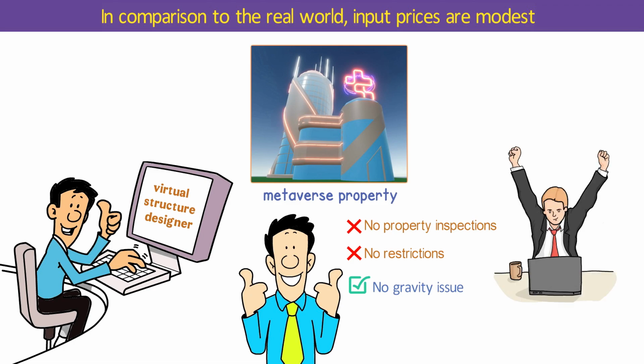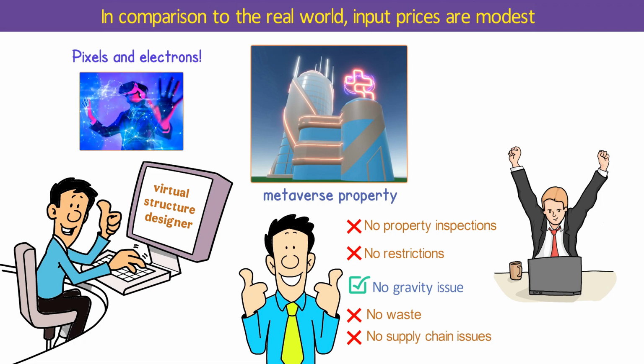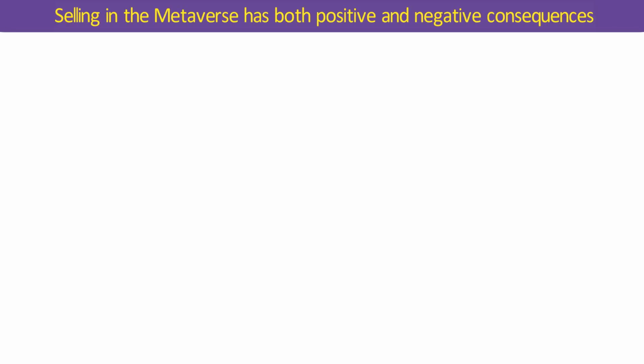You'll pay a little more, but you'll have no physical building supplies to deal with, no waste, and no supply chain issues to worry about. Pixels and electrons are used to construct everything. Even if there's a resin scarcity and the color blue is out of supply until further notice, those can be adjusted as needed. Selling in the metaverse has both positive and negative consequences.